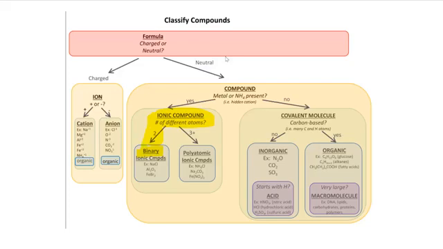Binary ionic compounds have 2 different elements, a metal and a nonmetal, like Na and Cl, like aluminum and oxygen, like iron and bromine. So these are our binary ionic compounds. What we're focusing on today is polyatomic ions, and poly means many, so more than 2, meaning at least 3 or more.